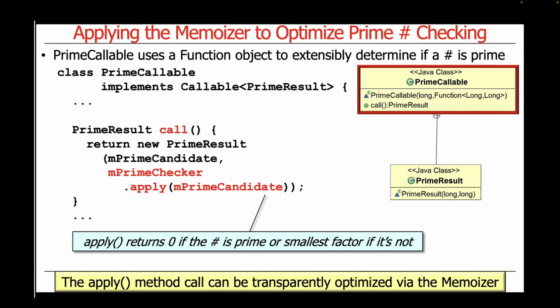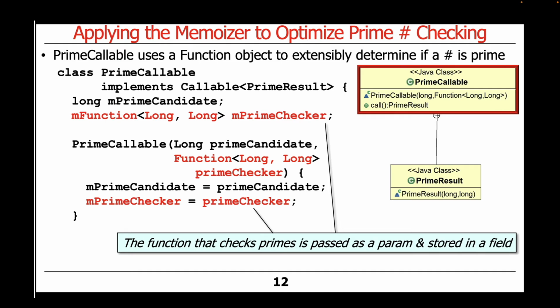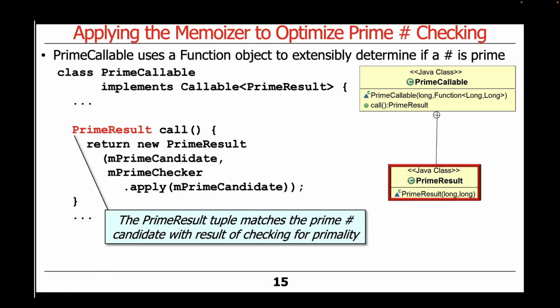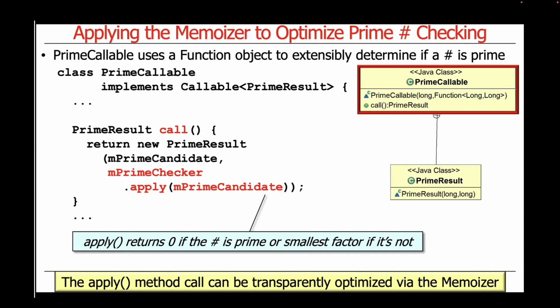What's cool about this, and this is really the genius of the way that we implemented our Memoizer, is that Memoizer implements the functional interface. So this particular class here just thinks it's dealing with a function, as you can see here, but in fact we can pass to it a Memoizer. And so we can transparently optimize this call to apply by using a Memoizer.